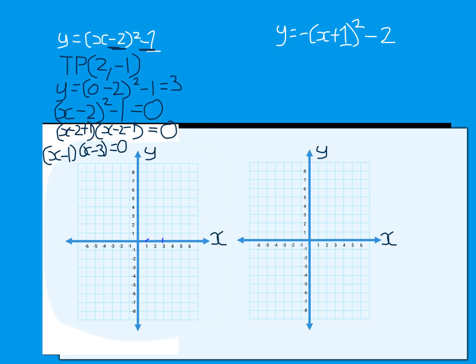We also found that the y-intercept was 3 and the turning point was 2, negative 1 down there. So we've got enough to draw the parabola. It is going to look like this. Make sure you put arrows on either end.